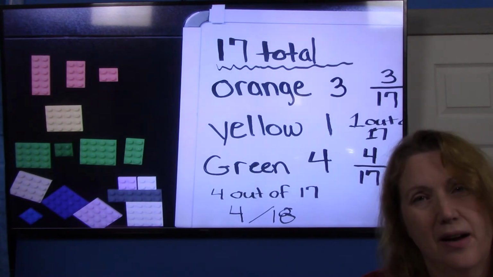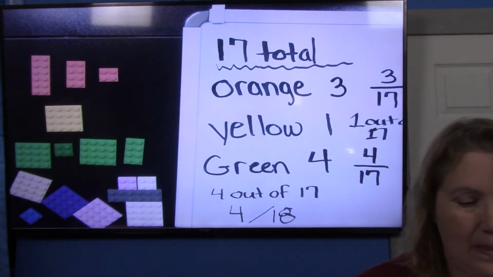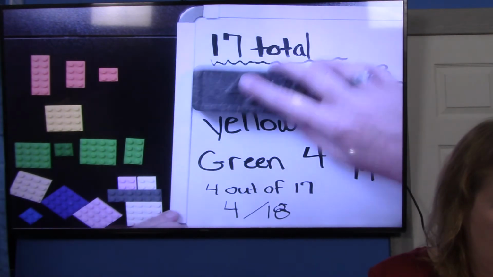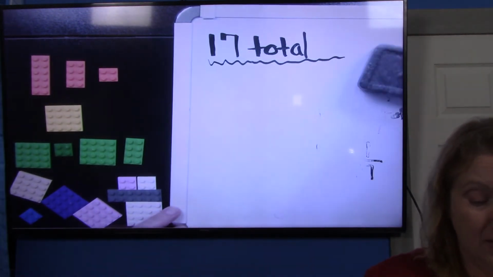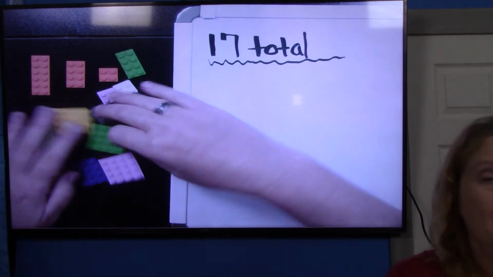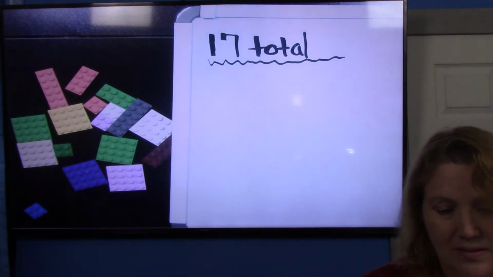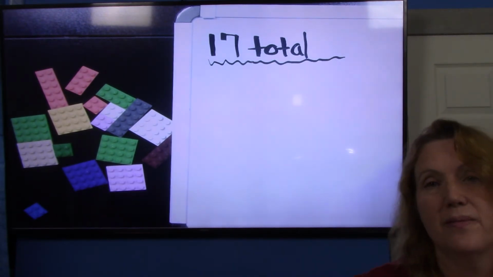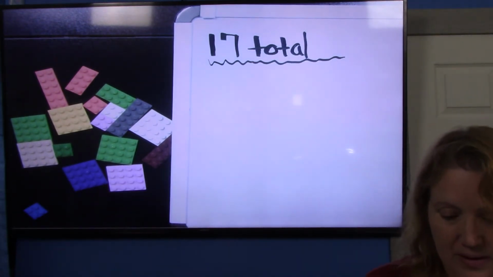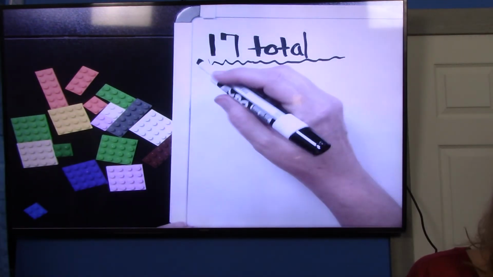Let's try something else. How about we organize them by shape? I still have all 17 of my Legos here, but this time, I'm going to organize them by shape. What shapes do we have? We have squares and we have rectangles. So let's talk about what those are.